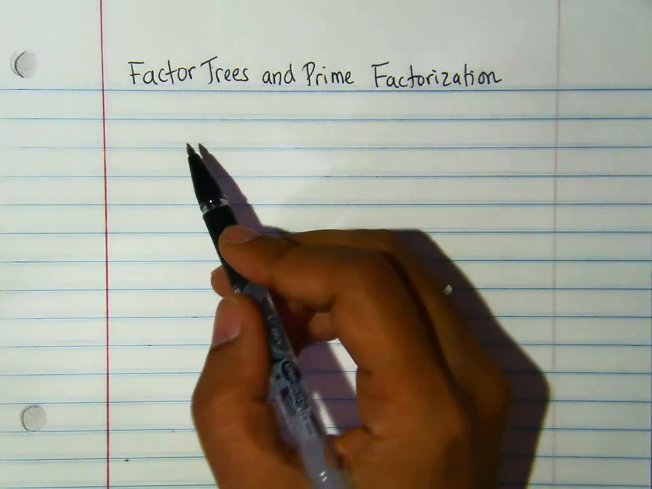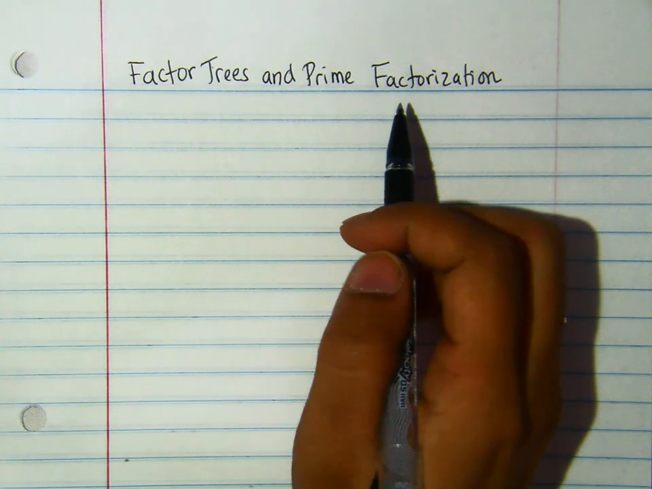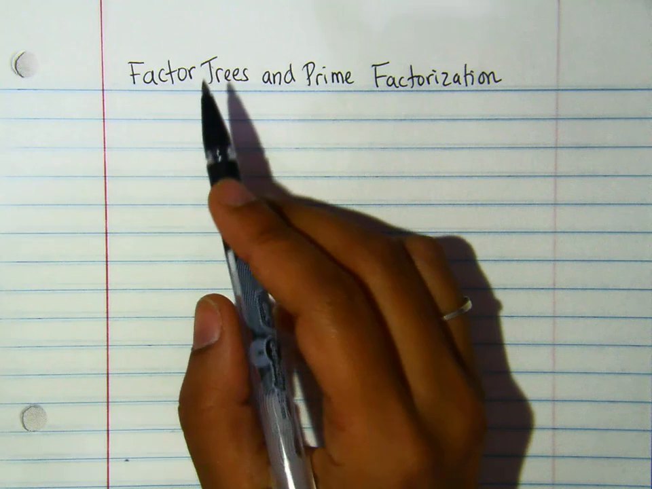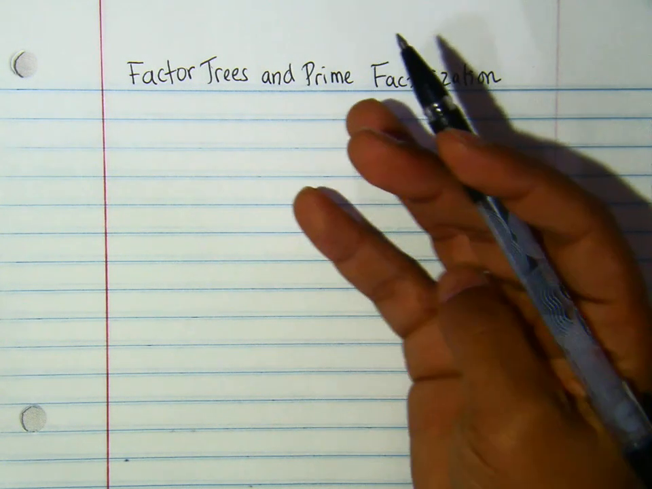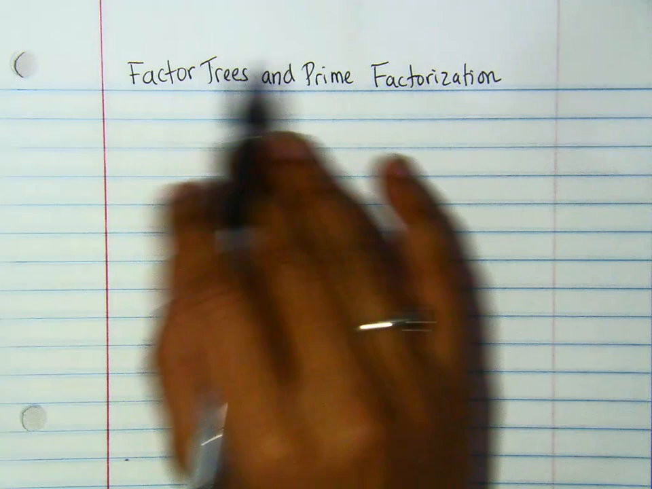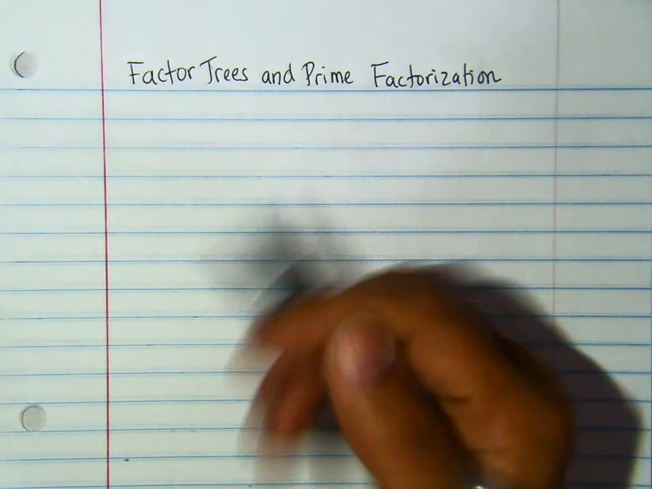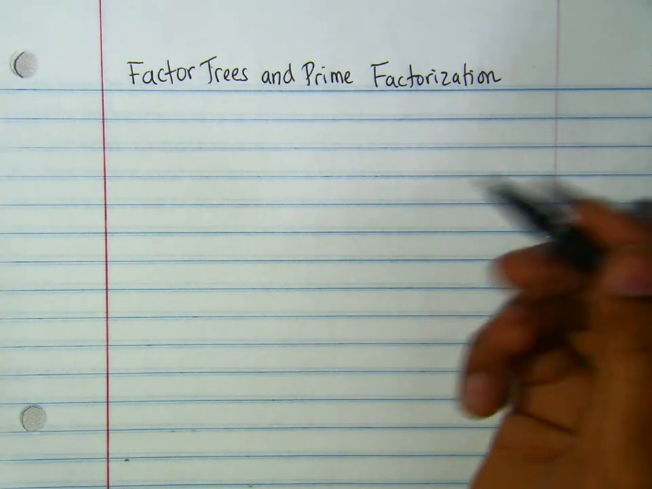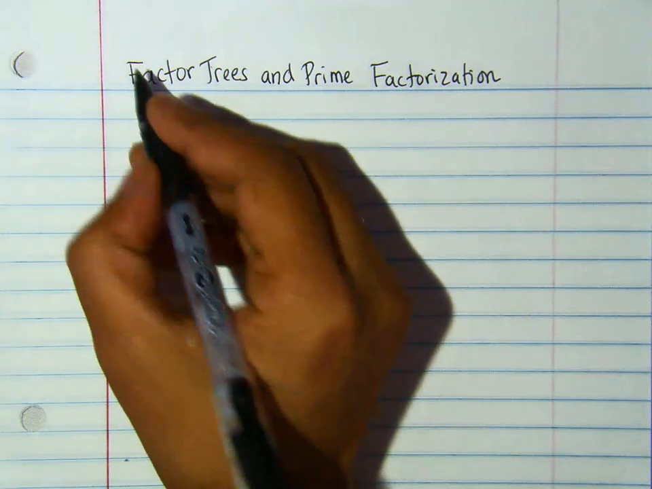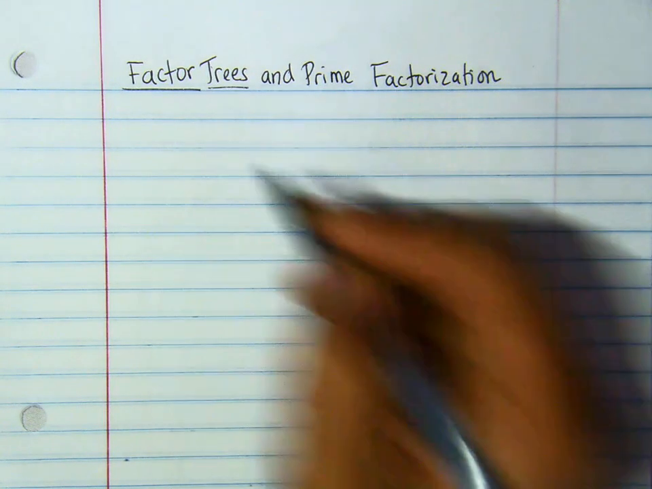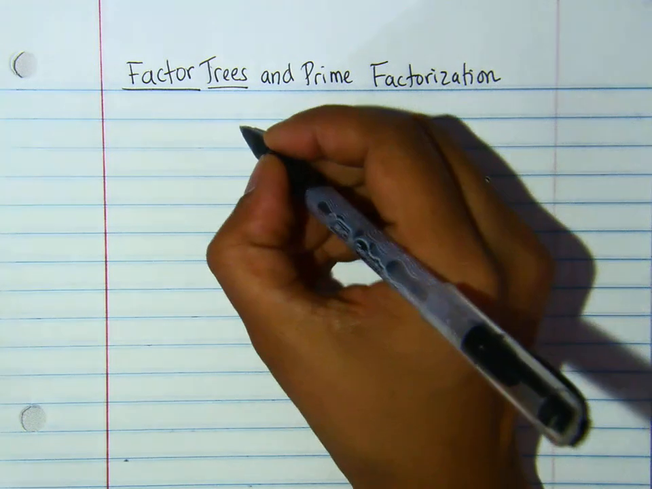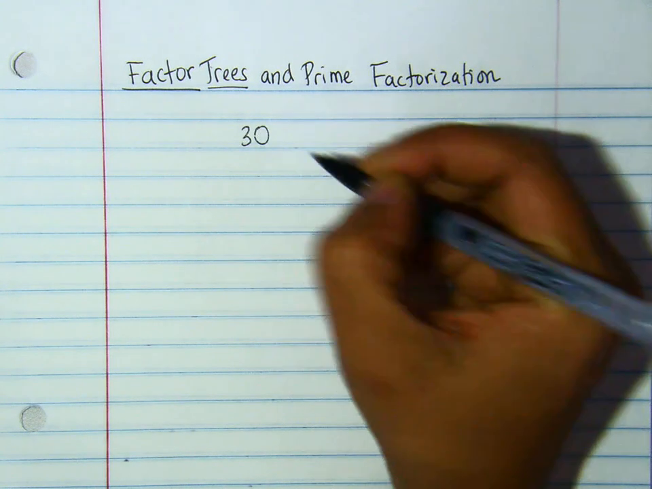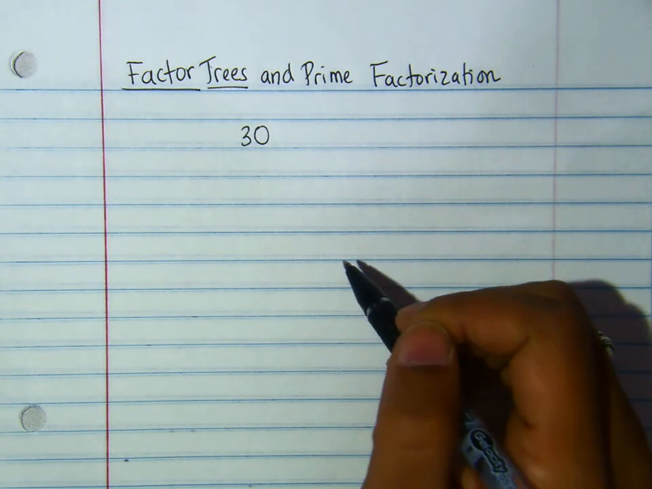I wanted to review a little bit about factor trees and prime factorization because these skills show up in a lot of different kinds of problems. And if you are familiar with how to use these, you can use them in a lot of different ways. So the first thing we want to know is a factor tree is basically a way of splitting up a composite number, like for example, 30, and breaking it into smaller factors.